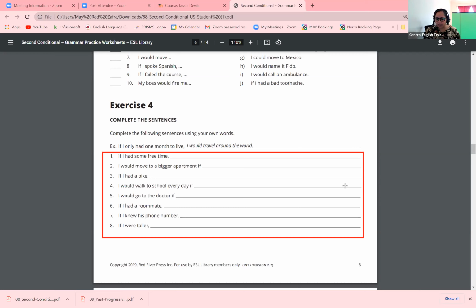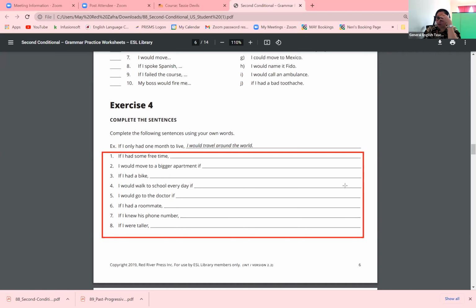Thank you. If I had some free time, I would tidy my messy room. Good. I would move to a big apartment if I had a full-time job. Jaya, put that a full-time job. Okay. If I had some free time, I would take dance classes. Correct, Marina. Move to the next.